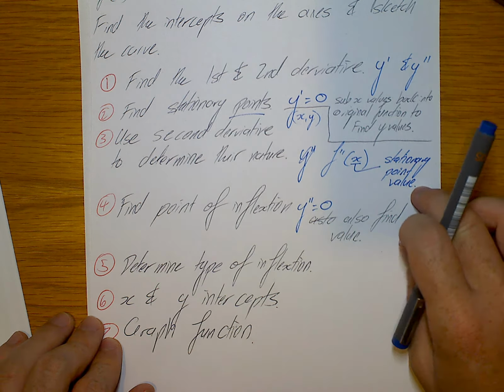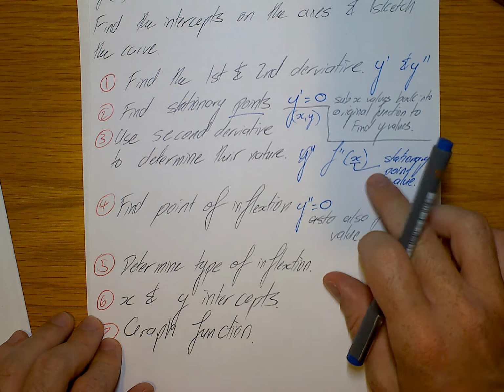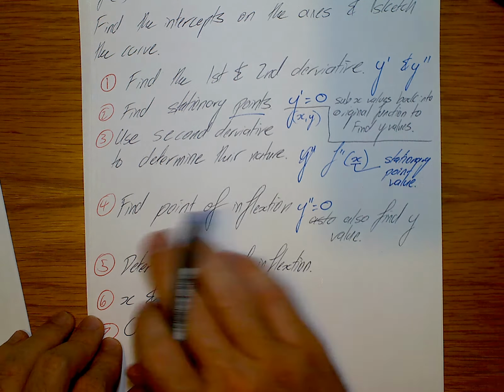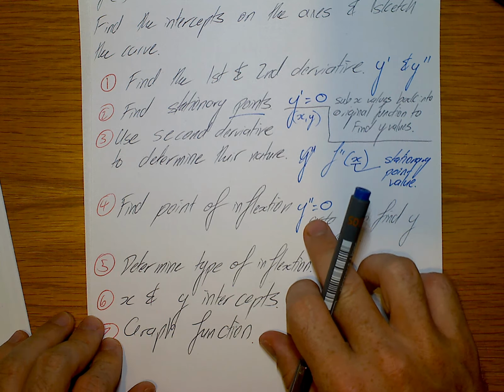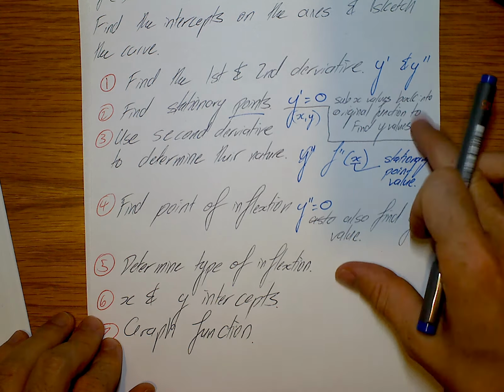Use the second derivative to determine their nature, so f''(x), using the stationary point x value. So from these points you get the x values and you put them into your second derivative to determine their nature. Then find the point of inflection, so y'' equals 0. Also find the y values, similar to here.